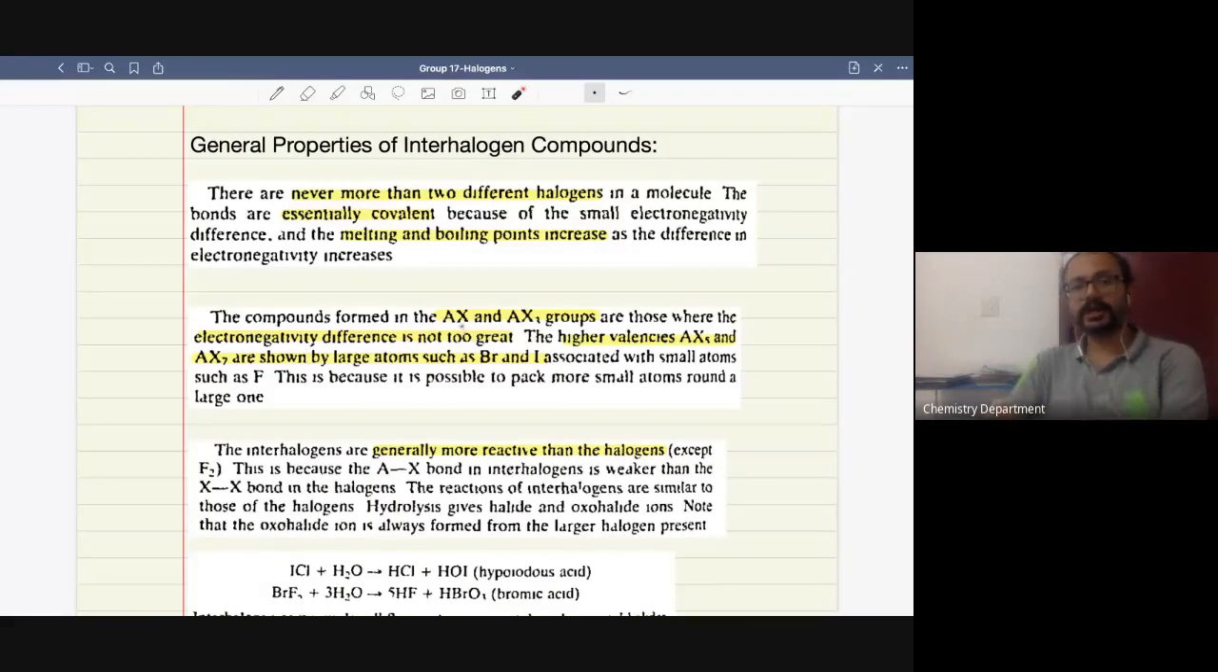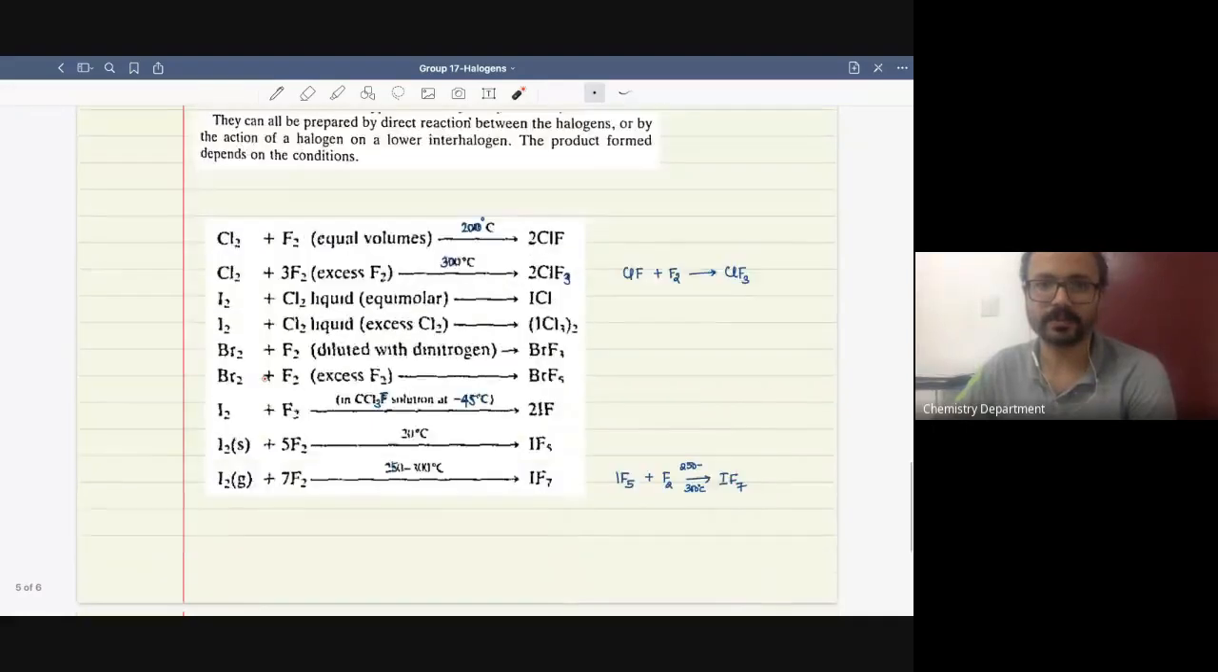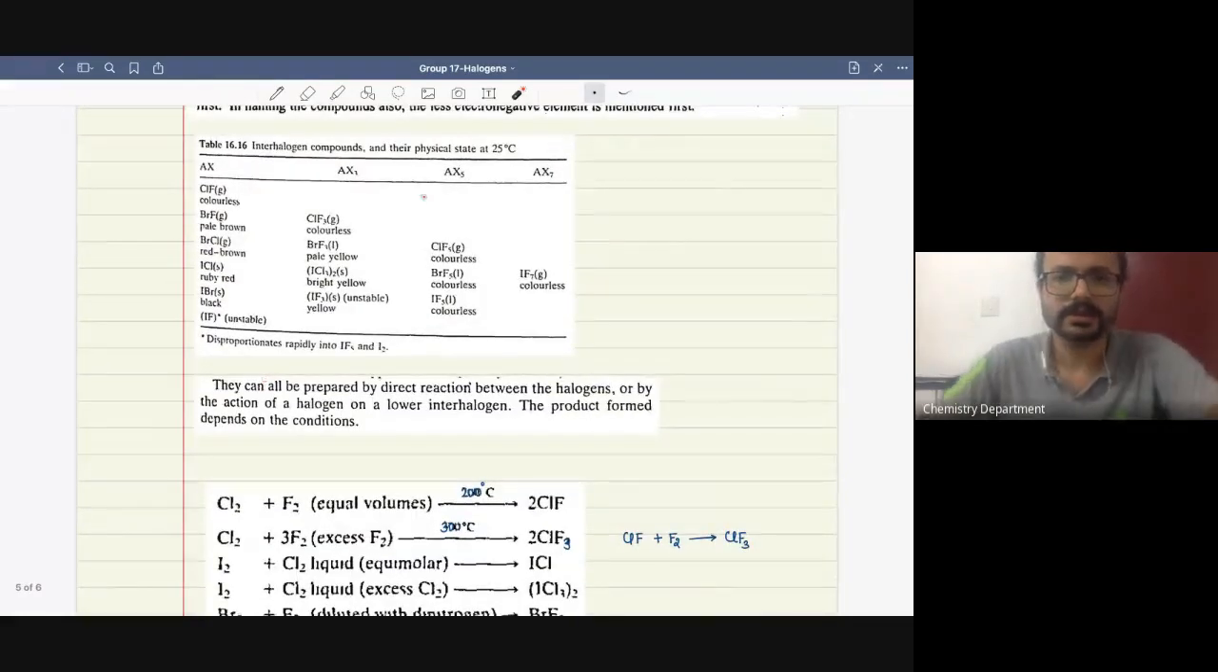Coming to AX3 type of compound, the electronegativity difference is not too great. For higher valencies, they are shown by larger atoms such as Br and I, with a smaller F atom. So let me go to that table and explain to you. For these compounds, you will find all the variety of halogens: Cl, Br, I. So all variety you will find.